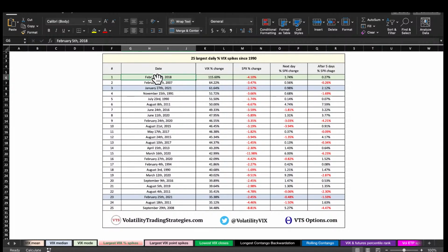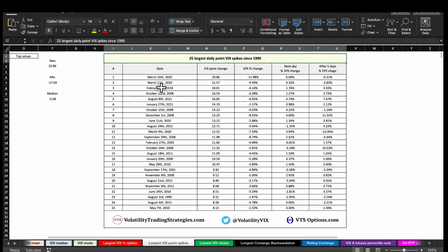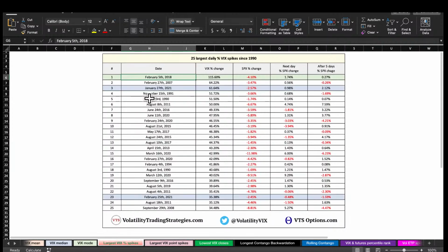Volpocalypse, obviously it's going to be a very big one on the other list as well. Volpocalypse is right here, number 3 on that list. It's number 1 on this one. Now, side note, if we use the old VXO calculations and get the VIX before 1990 back to 1986, we will know that actually October 1987 would dwarf everything on this list.